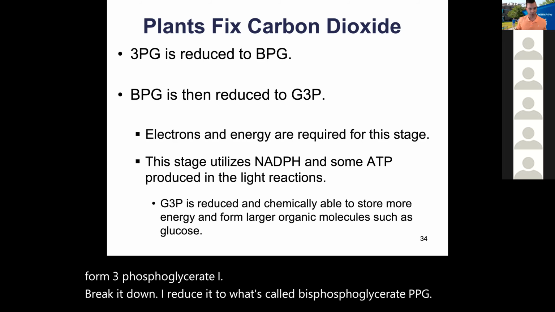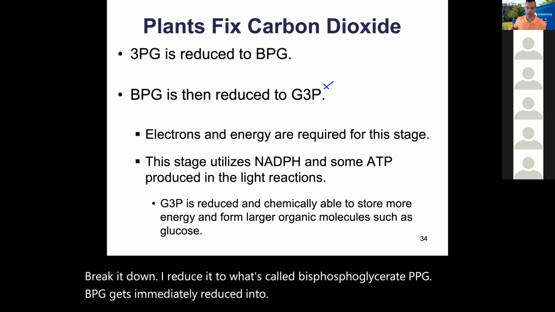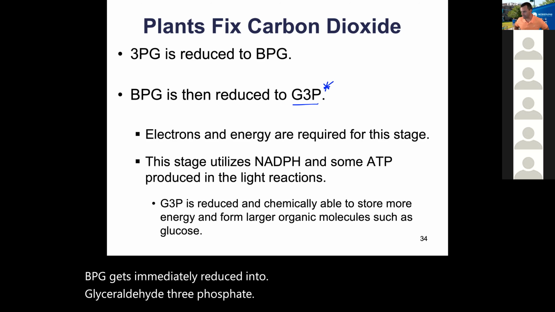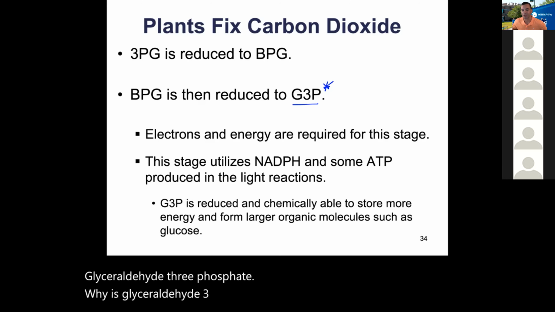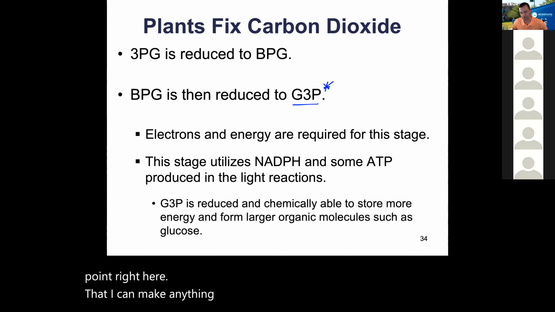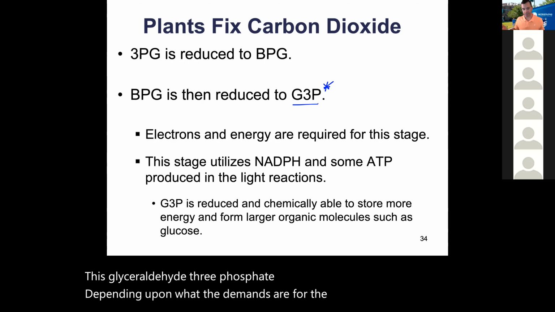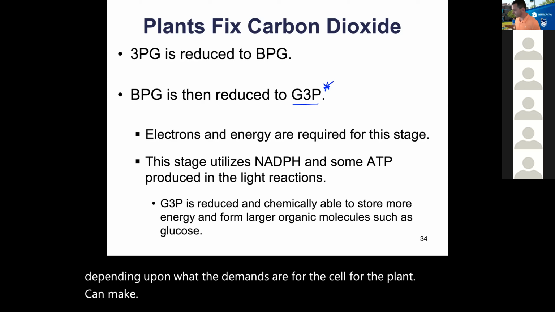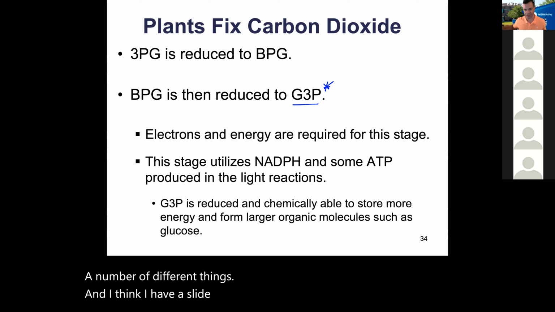BPG gets immediately reduced into glyceraldehyde 3-phosphate. Why is glyceraldehyde 3-phosphate important? Because it is at this point right here that I can make anything in the world that I want, because I'm the plant. Okay? This glyceraldehyde 3-phosphate, depending upon what the demands are for the cell, for the plant, can make a number of different things. Okay? And I think I have a slide that kind of shows off some of that.